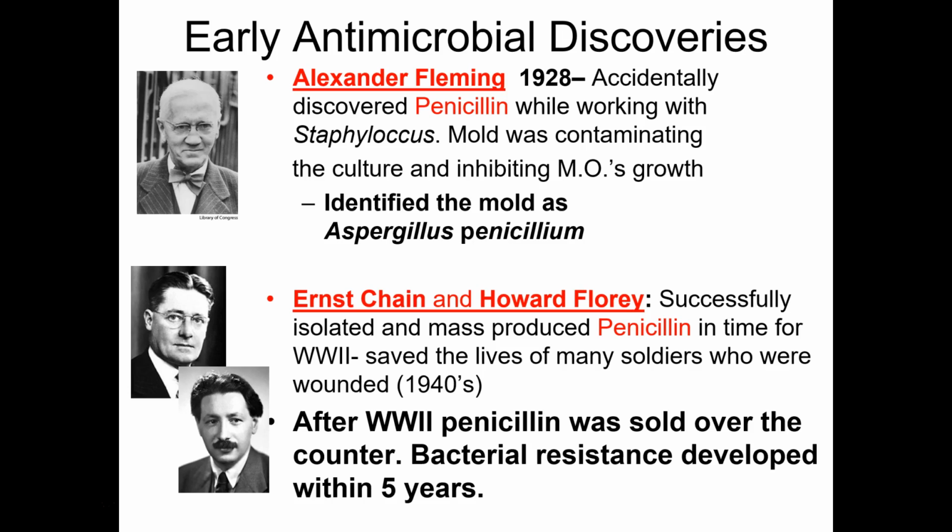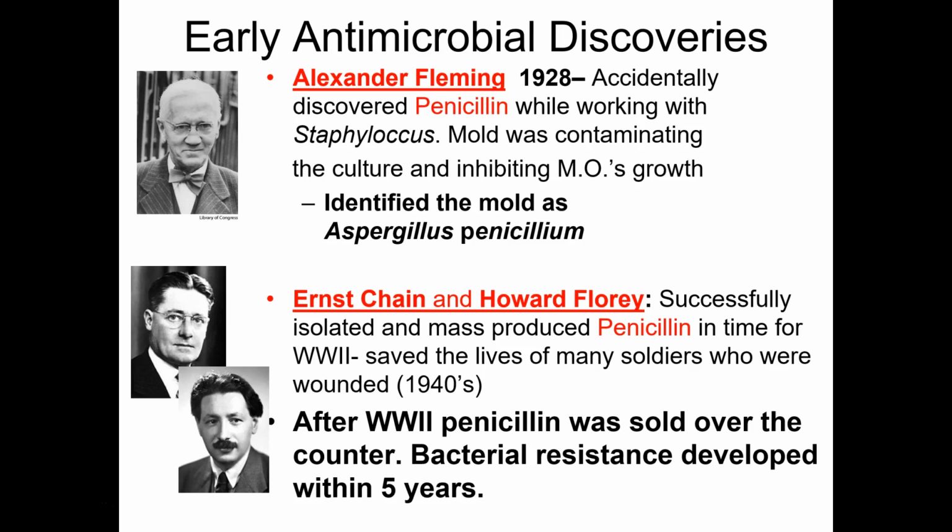He thought that was kind of weird. You got all this staph growing, and then you got this no man's land, and then you have the fungus. What was preventing the staph from growing in this zone around the fungus? Well, he looked into it, and it turned out the fungus was producing a molecule that was killing staph, penicillin. So he's the guy who discovered the organism that produces penicillin. Okay, Aspergillus penicillium.